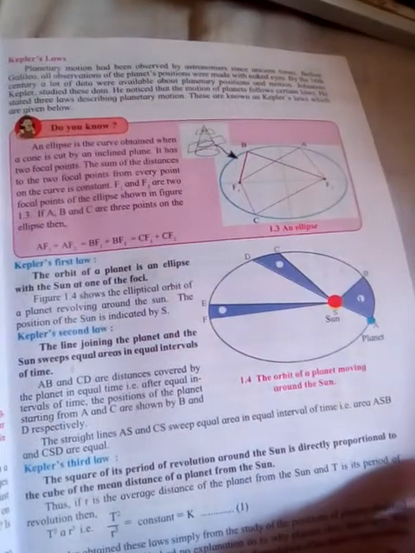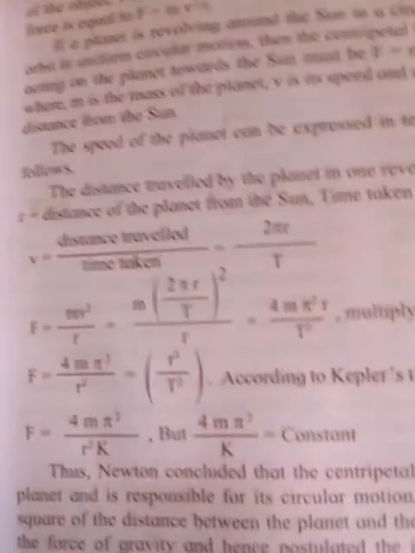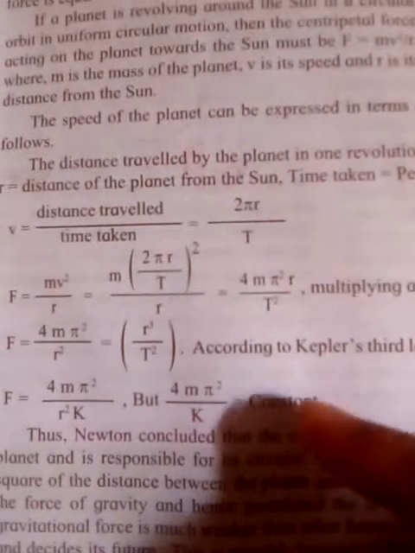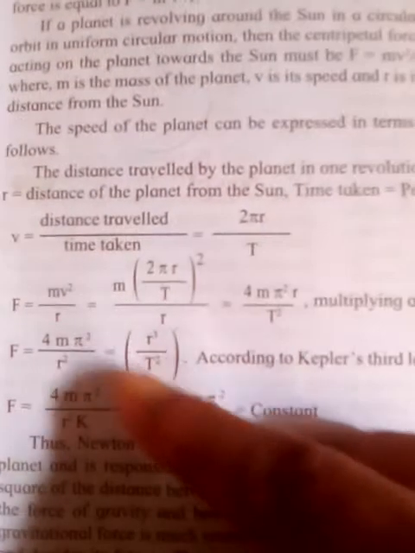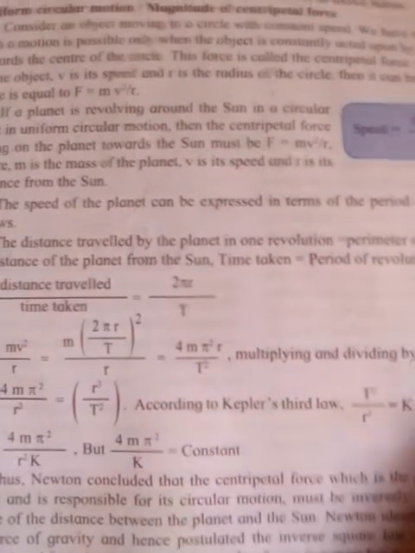Now after Kepler comes Newton, and how Newton formulates his inverse square law, that is, the force is inversely proportional to the square of the distance between two objects, that inverse square law. Now here it is given in textbook, but it is quite confusing, and here I think there is printing mistake also. So I will like to draw your attention to this proof.